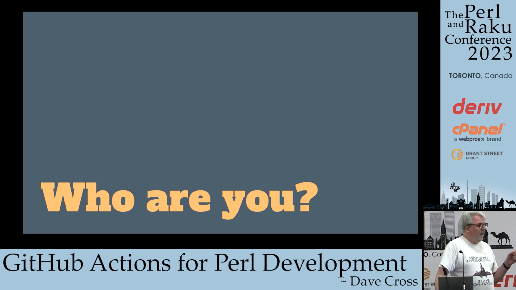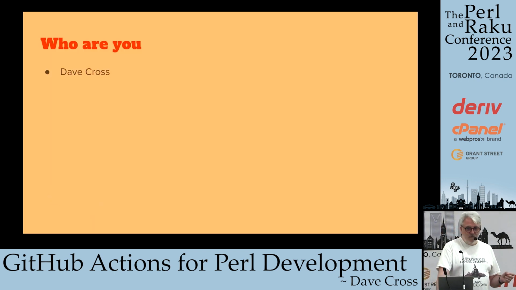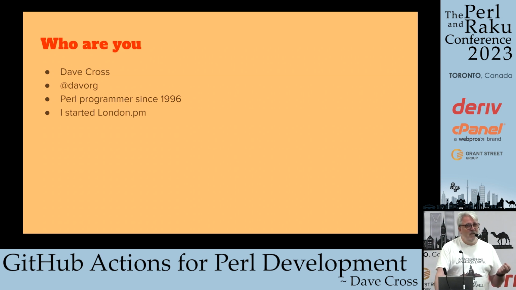I don't normally do this at the start of my talks, but as I mentioned in the lightning talks, I haven't been over this side of the Atlantic for 20 years or so, so I thought it might be worth just telling people who I am. So I'm Dave Cross, known as Davorg on most social media sites. I've been programming in Perl since 1990. Oh, that's a long time. I started London PM. Sorry about that. That was 25 years ago.